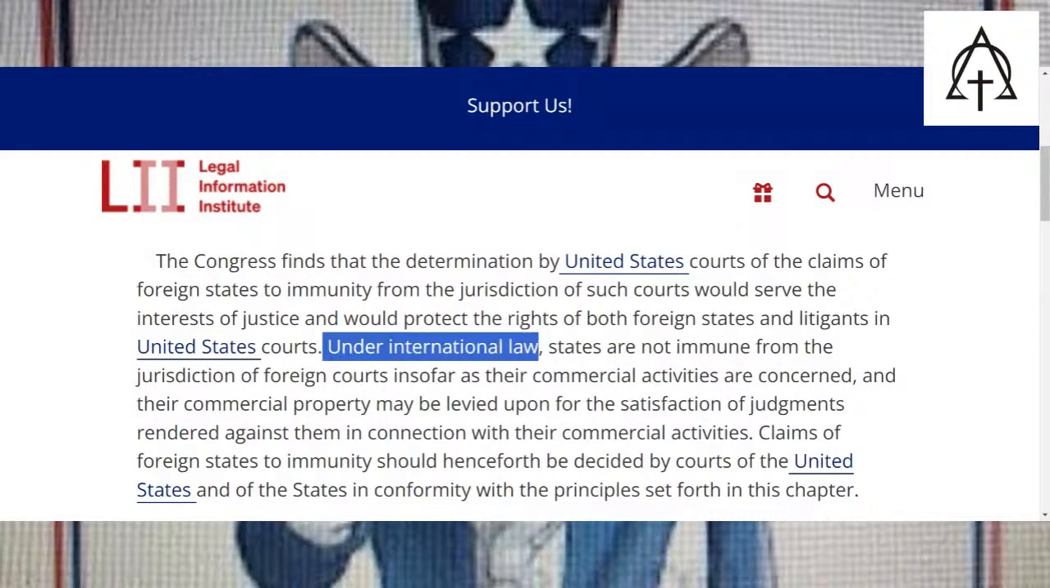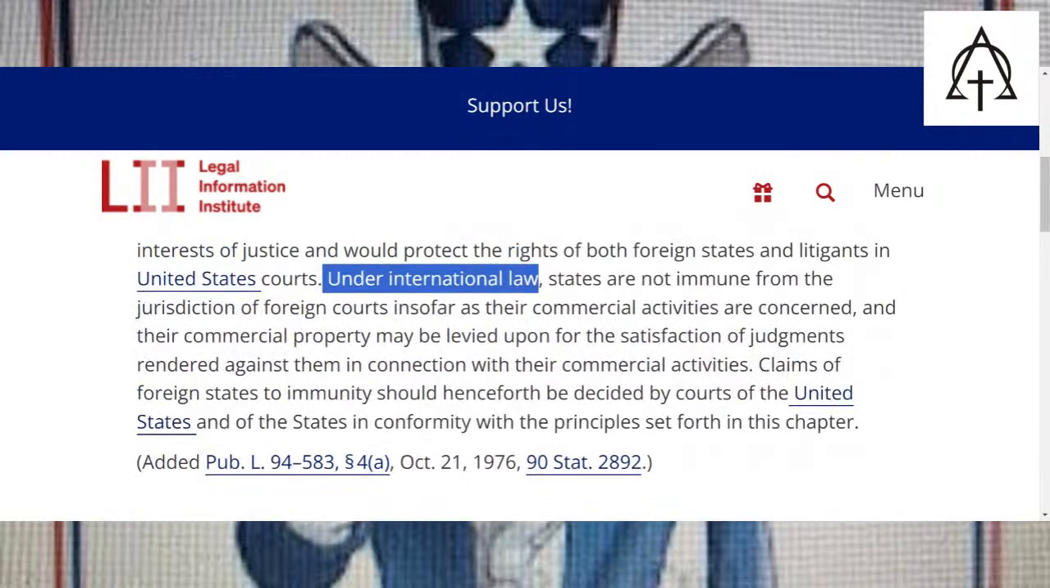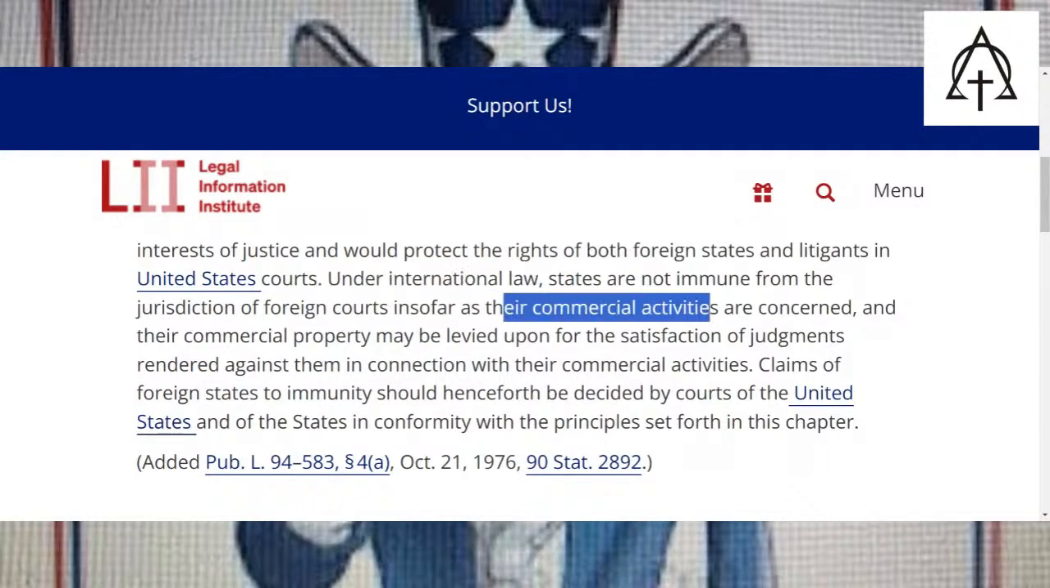Under international law, states are not immune from the jurisdiction of foreign courts insofar as their commercial activities are concerned. They're immune as far as their political activities go, their administration. But when it comes to the commercial activities, they are not.